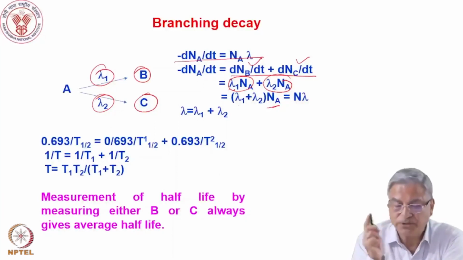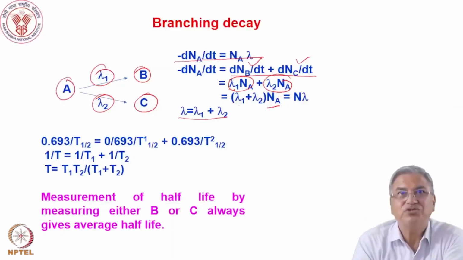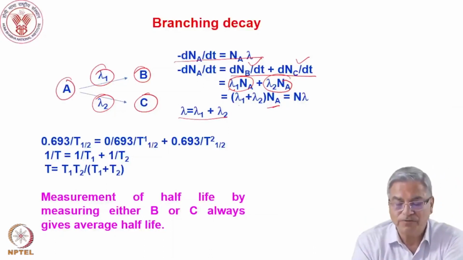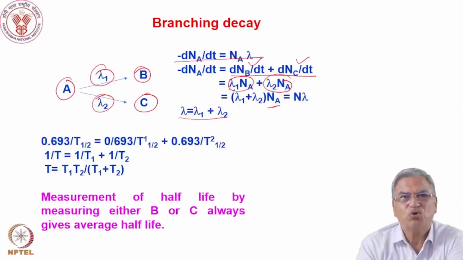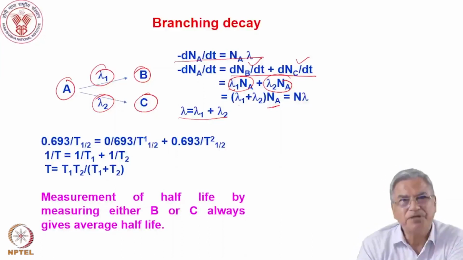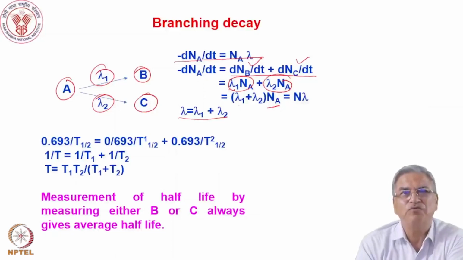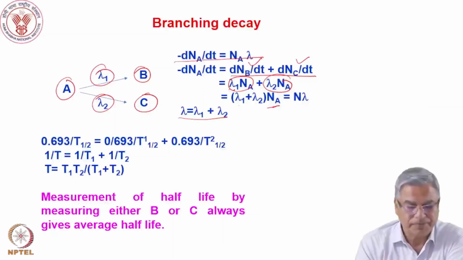So this becomes the decay constant for the radioisotope A: the sum of the decay constants for the two branches. It is like, if you have a tank and it has two outlets to empty it, and you open both the taps, then the tank will empty, and depending upon the diameter of the two taps, the flow will be different. The time taken to empty will be different.